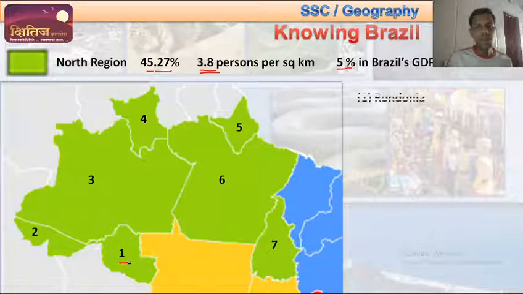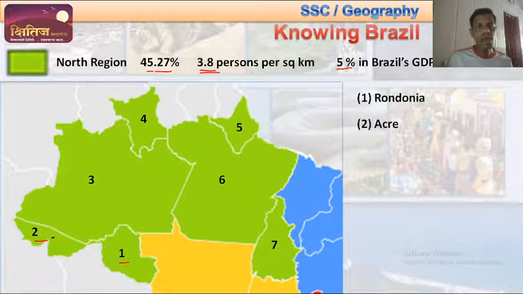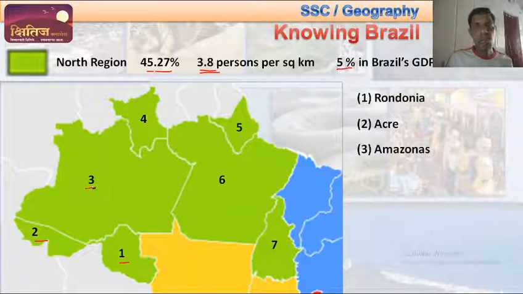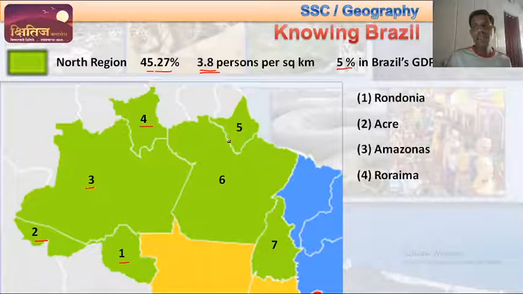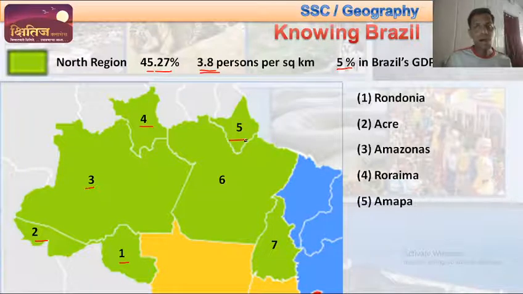Okay, so now let us see the names of the states one by one. The first one here, which is the small state, is Rondônia. Okay, Rondônia. The second one is Acre. Okay, Acre. The third one is Amazonas, and Amazonas is the largest state of Brazil. Then here, this is Roraima. It is the northernmost state of Brazil. Then this state is Amapá. Now here, this is Pará. Pará is the second largest state of Brazil.